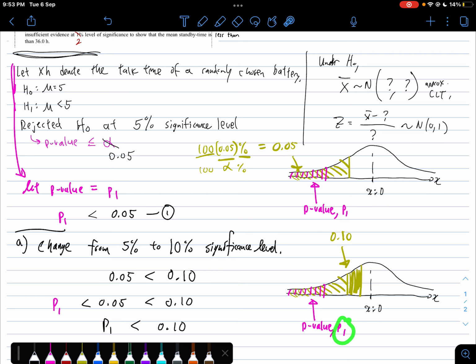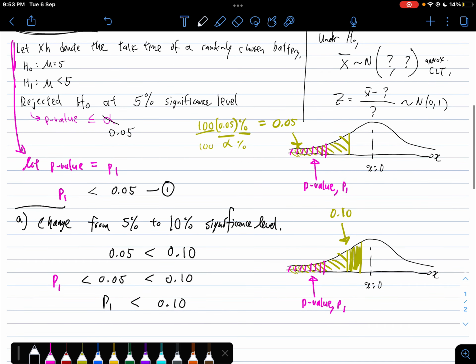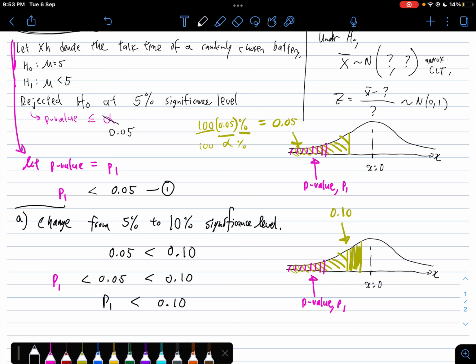We're still doing our left tail test. It will be less than the updated green area, which is 10%, because 10% is bigger than 5%. If P1 was originally already smaller than 5%, and 5% is in turn smaller than 10%, then P1 will be smaller than 10%. Since our p-value is less than the alpha 10% level of significance, we conclude that we still need to reject H0.